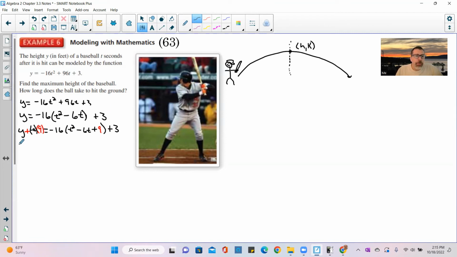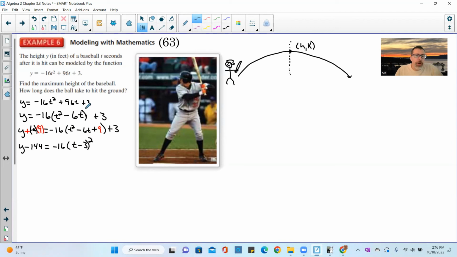So that is going to give me y minus, because a positive times a negative, and a negative 16 times 9 is 144, equals negative 16. And then I can do my perfect square now, t minus half of b, quantity squared.